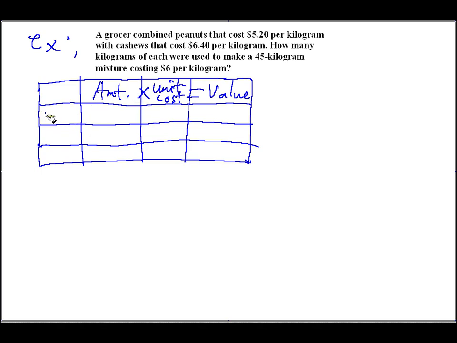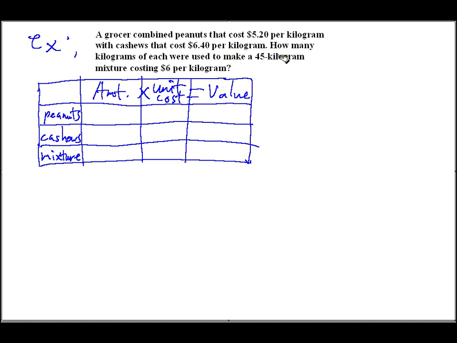So we're mixing what? Peanuts and what? Cashews. All right, I have my resulting mixture. So peanuts, cashews, and mixture. Identify the materials you're mixing and the resulting mixture. All right, so how much are we using of each? Well, what do we know about that? It says a grocer combined peanuts that cost $5.20 per kilogram with cashews that cost $6.40 per kilogram. So we don't know anything about the amount of peanuts or cashews we're using here.